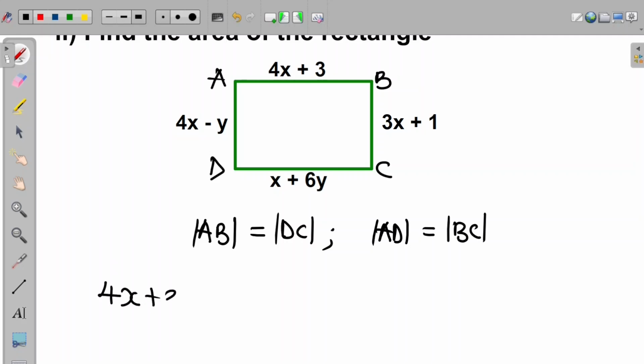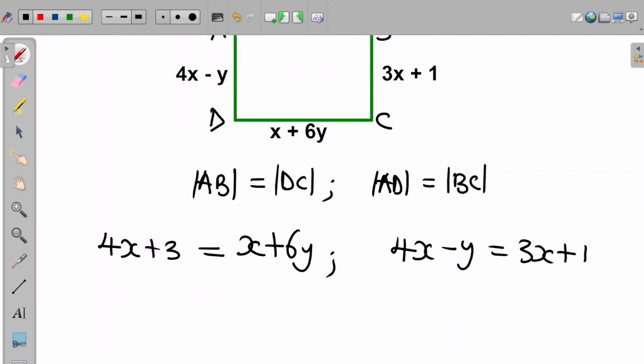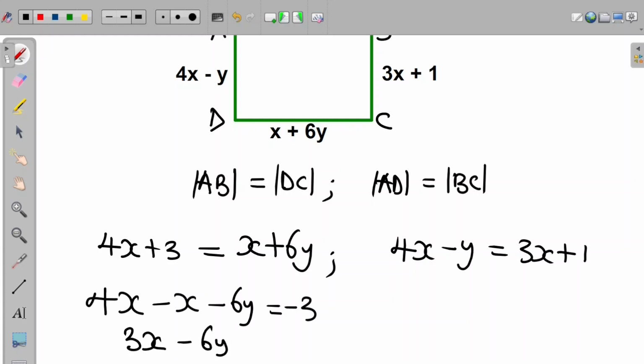So we have that 4x plus 3 will be equal to x plus 6y. Also, 4x minus y will be equal to 3x plus 1. So we can collect like terms. This becomes 4x minus x minus 6y is equal to negative 3. 4x minus x is equal to 3x, minus 6y is equal to negative 3.